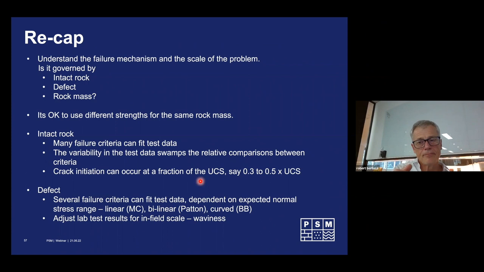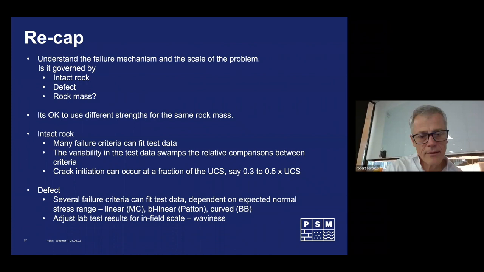When we go through the intact rock strength, many of the criteria that exist can fit the data. The variability in testing swamps the comparisons between the criteria. Be mindful that crack initiation occurs at a fraction of the UCS. So a third to a fifth of the UCS, that's when cracks start to develop. It's not to say that everything's all over and that's a failure. It's just to be mindful that's where cracks will start.